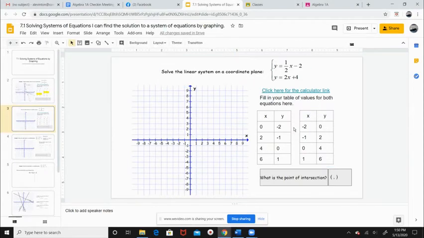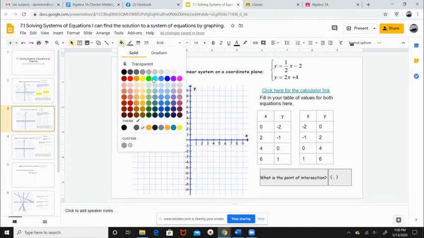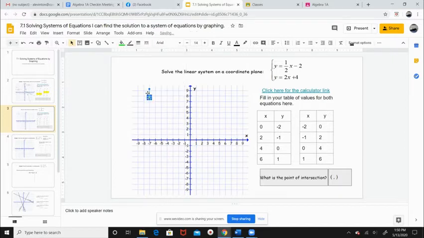Now that we have our table once again, we're going to go ahead and make a point for our first line, and then we're going to duplicate it to make 4. This time, well, I'll just use the color green. Why not? I'll do that for my first equation this time. Then I'm going to go ahead and drag it over to the points that I have over here.